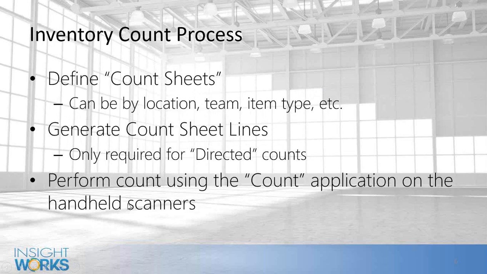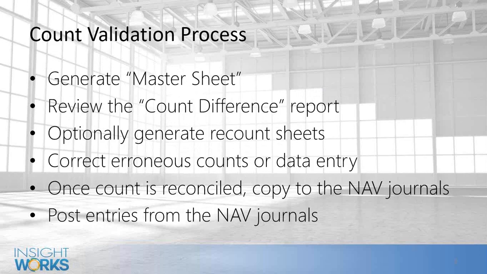Right. Then we're going to go into the scanner. We're going to use the count application, and we're going to scan everything that we find, or everything that we're directed to find, and record the results. Once we've done that, that's executing the count. Everybody goes out and scans things. That's coming into NAV. Once it's in NAV, we have to reconcile and validate that inventory count.